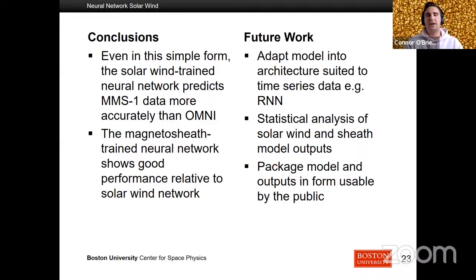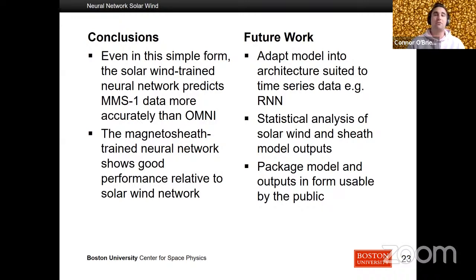In the future, one thing we want to do is adapt this model into an architecture suited explicitly for time series data. Fully connected neural networks can't natively handle time series data. You have to do what we did, where we ironed out time series data into a long one-dimensional vector. And that results in very large inputs, which means that the models are very unwieldy, and it's better to use an architecture suited for the task, right? So that's one thing that we're going to be doing in the immediate future now that the proof of concept seems to work out so well.